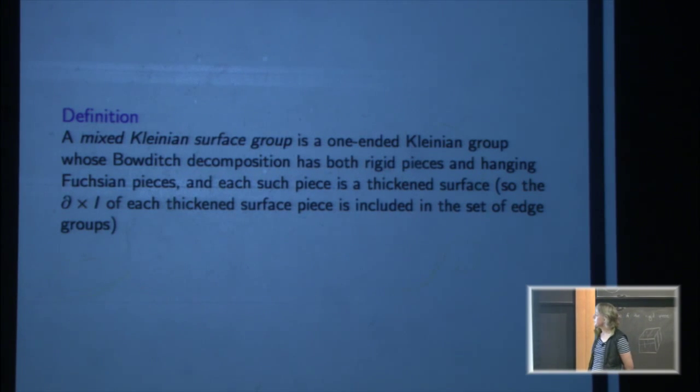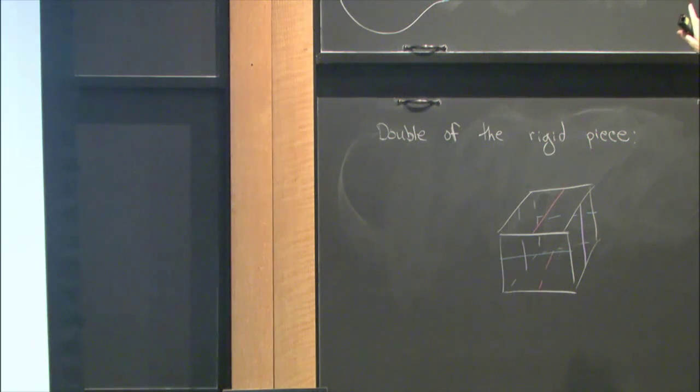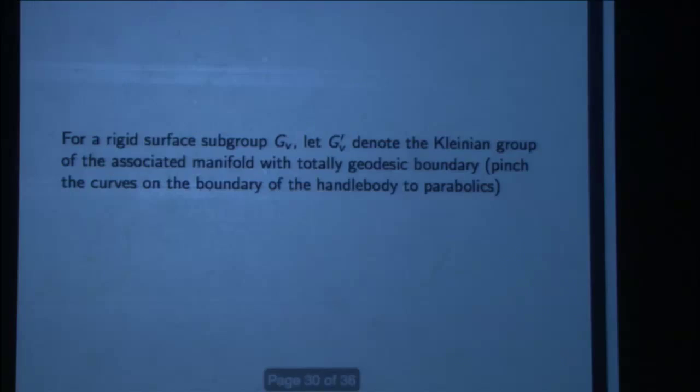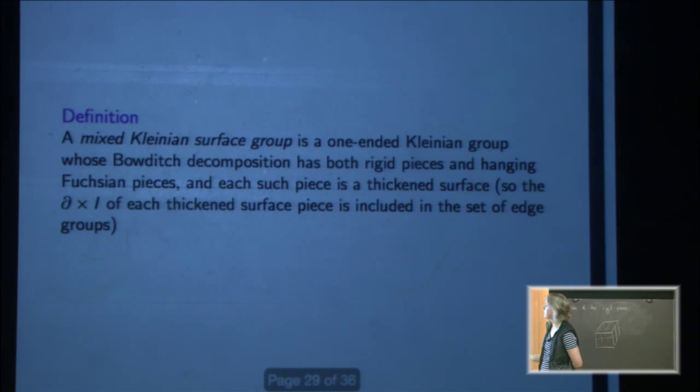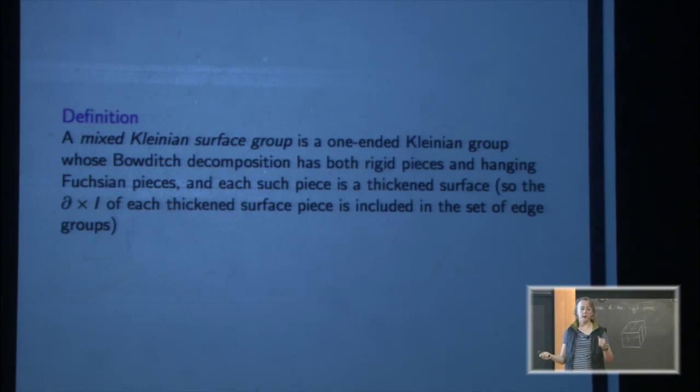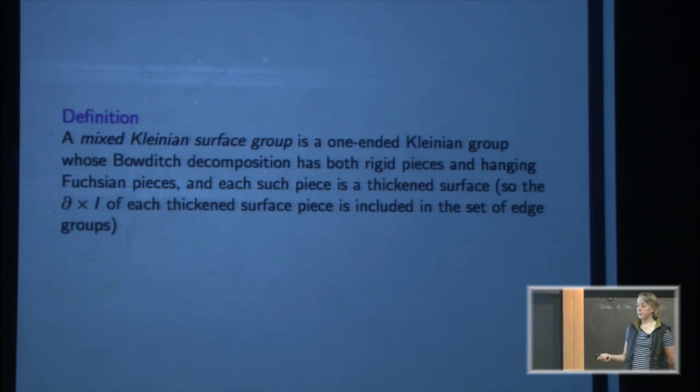The boundary of each thickened surface piece is included in the set of edge groups, but it's not exactly the set of edge groups. I can't have funny boundaries hanging off. So let me just discuss this situation for a second. What we would like to say is that if you have a boundary homeomorphic to the boundary of a mixed Kleinian surface group, so you have a rigid piece but it's as simple as possible, then you are virtually of this type. We can't say that, and it might not be true, but let me just explain the situation and what we can prove.